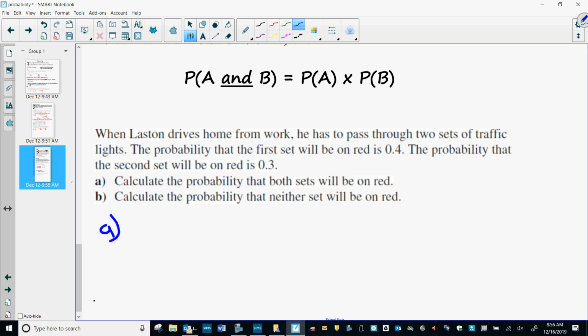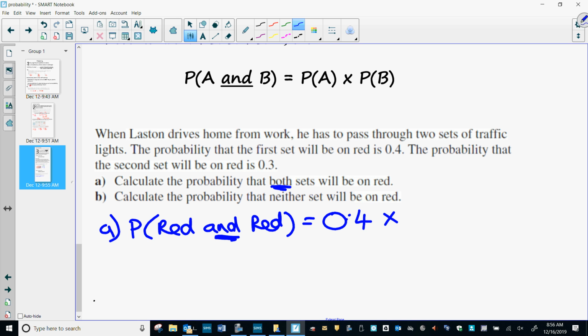So here, I've got the probability that it's red and red. The fact that both sets will be on red means we've got the word and. Now, does the probability of the first light being on red have any influence or effect on the second one being red? No. So they're independent events, which means we multiply those two together. So the first one being on red was 0.4, and then the second one was 0.3. So you would multiply those two together.